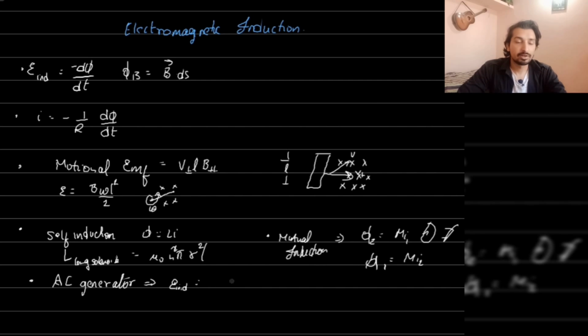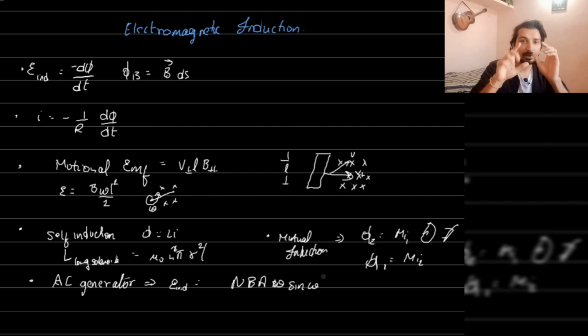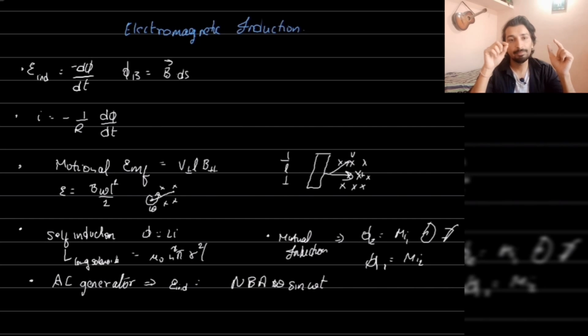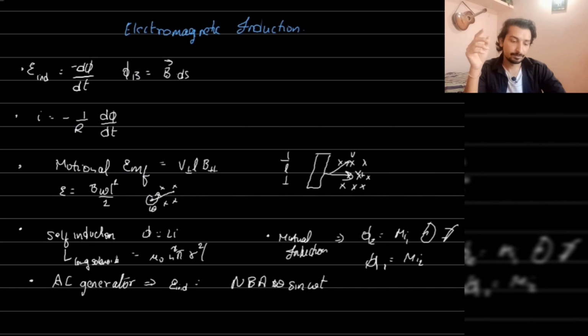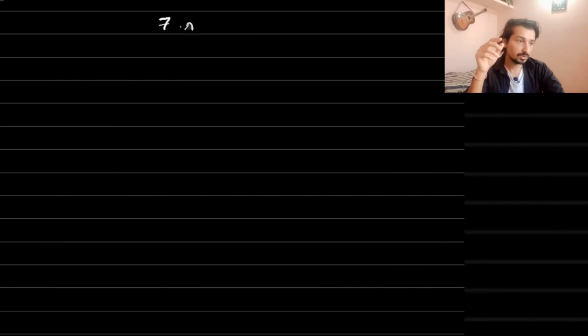Then AC generator, EMF induced. So in AC generator you have a coil that spins. Two magnets are there which create magnetic field. Between that a coil spins. Because of the spinning of the coil there is current. So what EMF is induced inside the coil? In the coil, EMF induced will be NBA omega sin omega t: N, number of turns of the coil, B magnetic field you know, A area of the coil, omega with what speed the coil is rotating. That is the formula. Okay.